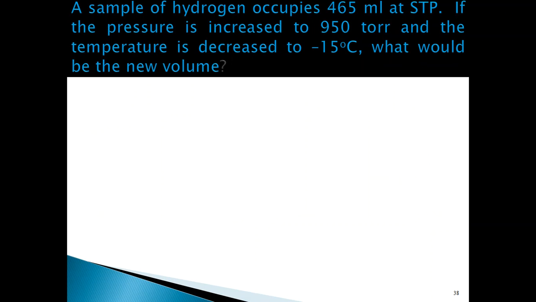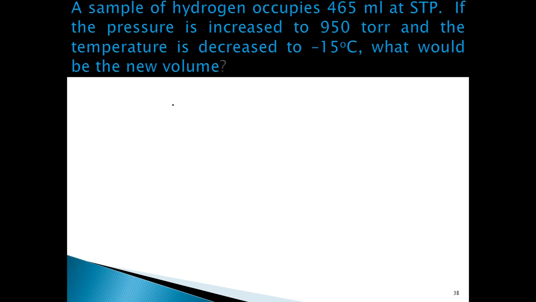Let's look at this example. A sample of hydrogen occupies a volume of 465 mL at STP. If the pressure is increased to 950 torr, and the temperature is decreased to minus 15 degrees Celsius, what would be the new volume? This is a bit long-winded, so to make things more clear, I'd write down the different terms that one can easily identify in this question.